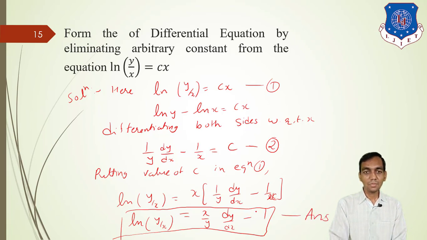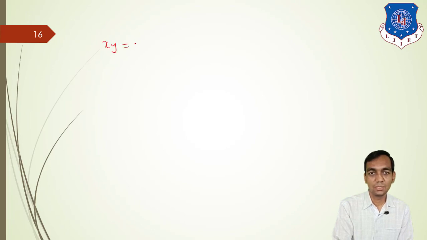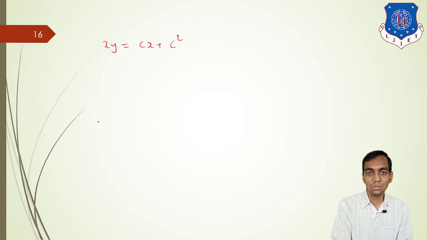Okay. In the same manner, we are going to discuss one more example. Suppose you have the equation, a simple equation, xy is equal to cx plus c square. Now see here, you have a single equation and a single constant c. Okay, c1, c2 are not there. Though c square, c cube, anything is written, you have a single constant. So simply differentiate with respect to x.